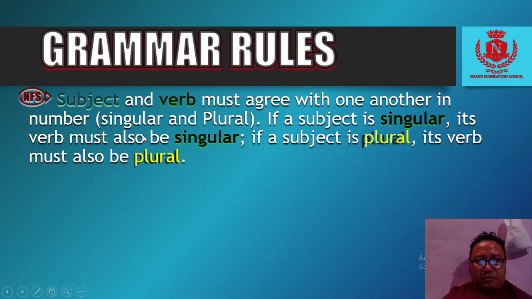Subject and verb must agree with one another in number. In number, that means singular and plural. If a subject is singular, its verb must also be singular. If a subject is plural, its verb must also be plural. Understand?